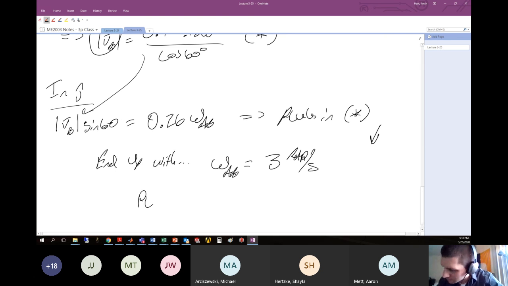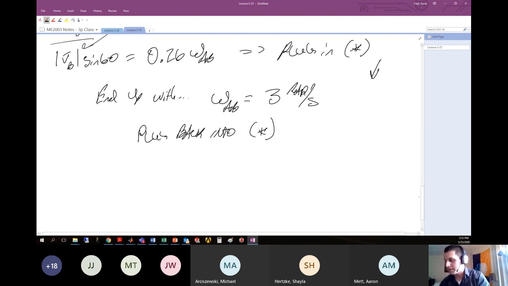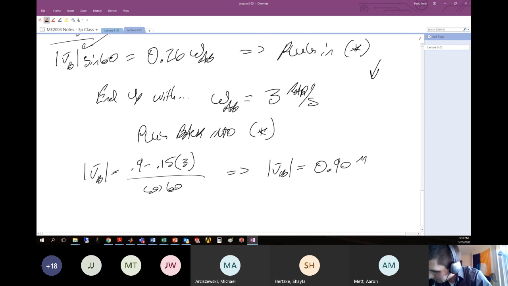We can then plug back into star to get the magnitude of the velocity of B, which here would be 0.9 minus 0.15 times the angular velocity magnitude that I just found is 3, all over cosine 60. I'll be left with the magnitude of the velocity of B here equal to 0.90 meters per second. All right.